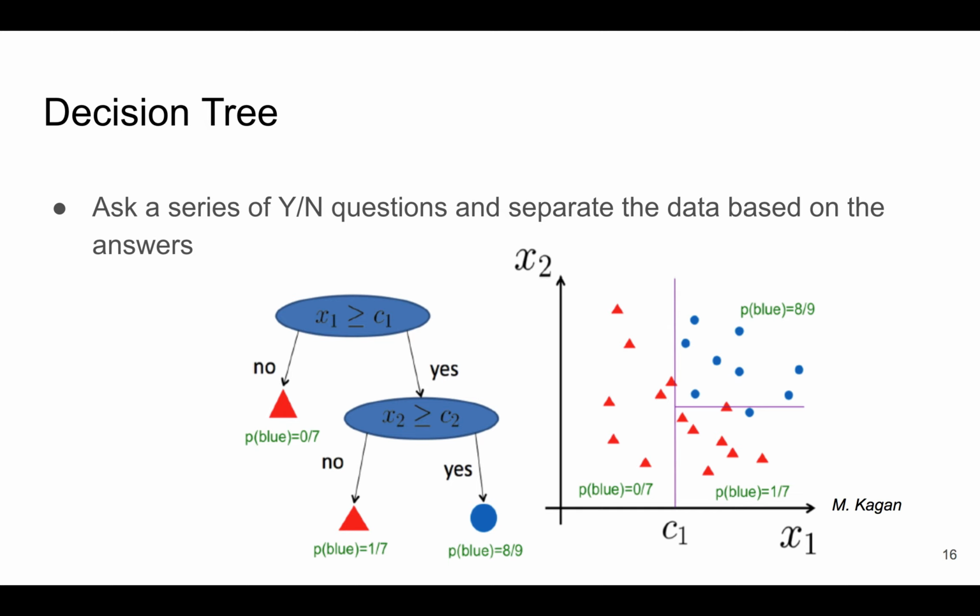If it's smaller than C1, then there's a pretty good chance that this is a red triangle. If x1 is larger than C1, we further check whether x2 is larger than C2, and it's more likely to be a blue dot if that is true. Otherwise, we classify it as a red triangle. And this is a decision tree we built to classify the blue dots and red triangles.